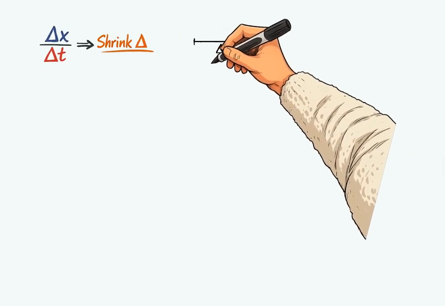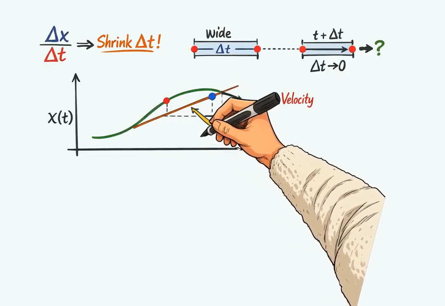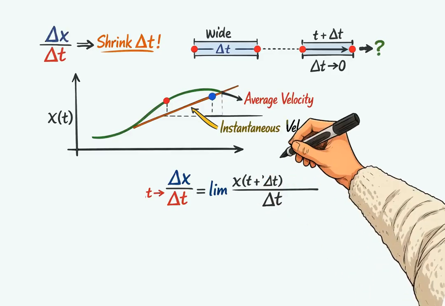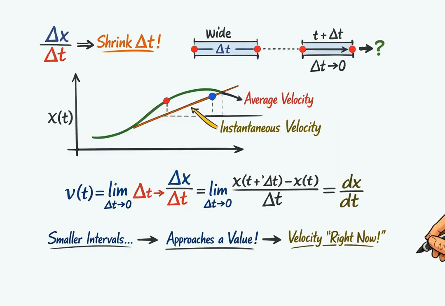The idea of a velocity at an instant can sound paradoxical at first because any expression like delta x over delta t seems to require a non-zero delta t. The way out is to keep the same ratio, but shrink the interval around the moment of interest and see what value the average velocity approaches as the time window collapses. Calculus formalizes that limiting process.